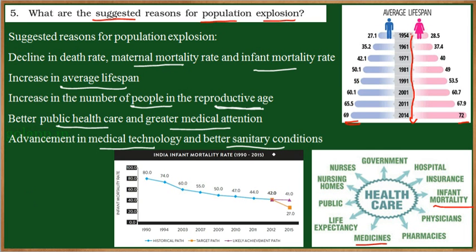So earlier there were no good sanitary conditions, so people were more prone to diseases. And since there was no advancement in the medicinal field, the diseases were not cured completely and people used to die due to the infection. Now as science and technology and the medicinal field have advanced, we know how to cure the disease, how to prevent the disease, and therefore how to maintain good health. So these are some of the reasons which can cause population explosion.